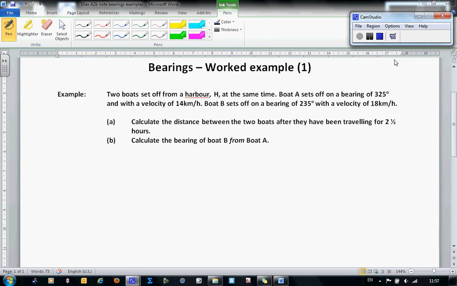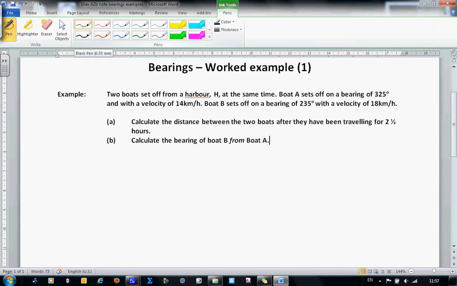In this video I'm going to go through an example of a bearings question, and I think probably the best tip is to draw a scale, see what's going on. So we've got two boats and we're setting off from a harbour H, so let's put the harbour in, say there. Let me start that again because I know I'm going to have to put north lines in. So we're going to be working with bearings, so definitely need to put north lines in.